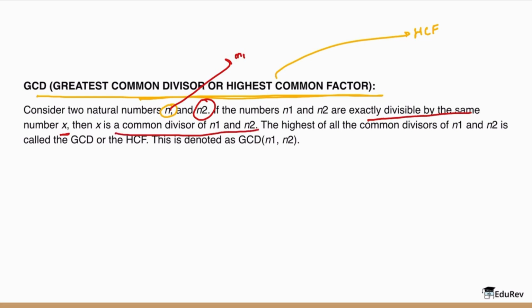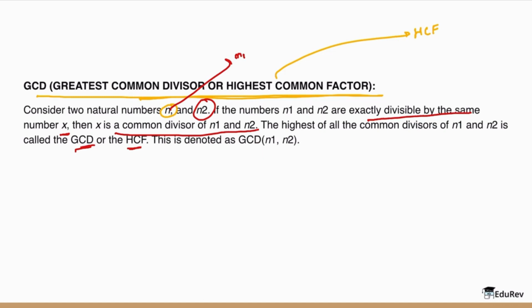I feel this is simple. Now, the highest of all the common divisors is called your GCD or HCF. So the highest of all the common divisors is nothing but your greatest common divisor or highest common factor. Obviously the name itself suggests what it means.